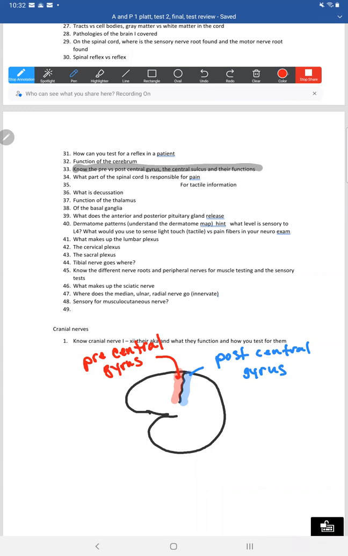Okay, so ideally, it's sensory in. Your brain is going to integrate or think about the appropriate motor response, and then motor response. The areas of the brain are specific, called the homunculus.